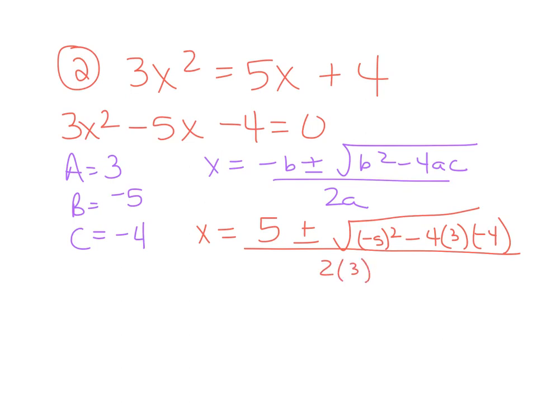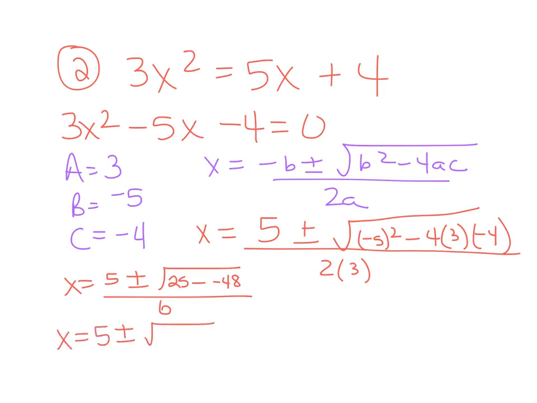Okay, so now we've got x equals 5 plus or minus the square root of -5 squared is 25 minus 4 times 3 is 12 times -4 is -48 all over 6. So now I've got x equals 5 plus or minus the square root of 25 minus -48, 73, divided by 6. So now I know that I'm going to need my calculator because square root of 73 is not a nice number. So this one is going to be one where I'm going to have to round to the nearest tenth, but not until the end of the problem.